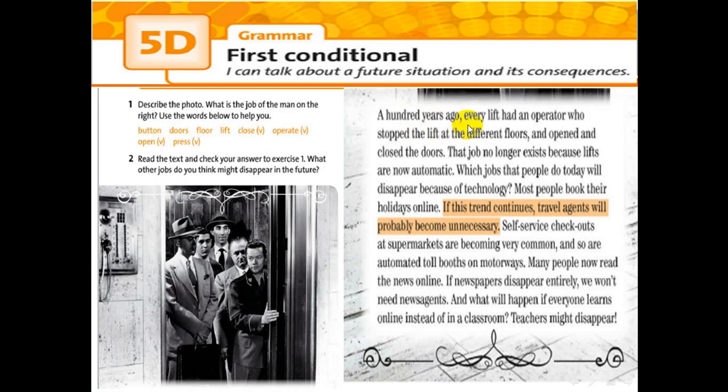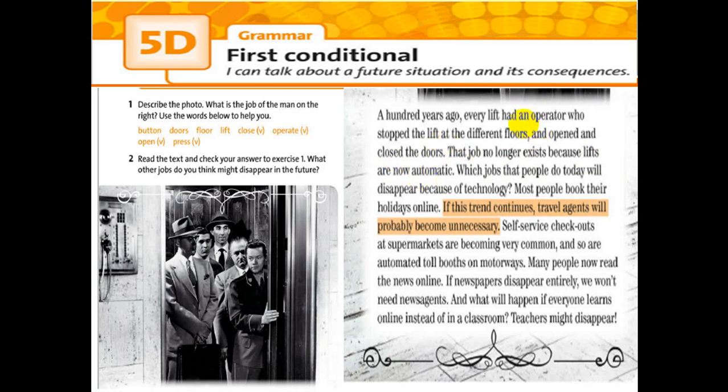100 years ago, every lift had an operator. Operator مشغل, a person who operates something, who stopped the lift at the different floors. Floors هي الطوابق. And opened and closed the doors. That job no longer exists. No longer لم يعد موجودا exists because lifts are now automatic. Lifts المصاعد are now automatic. Automatic, it means that it works alone without the help of a human being.